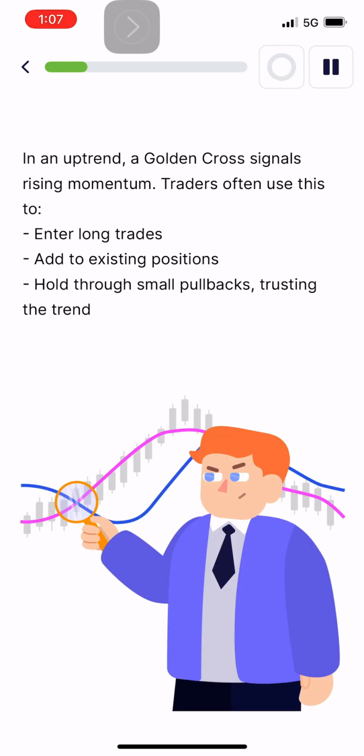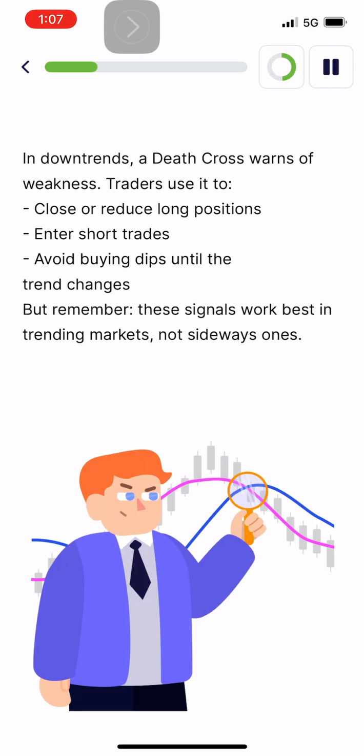In an uptrend, a golden cross signals rising momentum. Traders often use this to enter long trades, add to existing positions, and hold through small pullbacks, trusting the trend. In downtrends, a death cross warns of weakness. Traders use it to close or reduce long positions, enter short trades, and avoid buying dips until the trend changes. But remember, these signals work best in trending markets, not sideways ones.